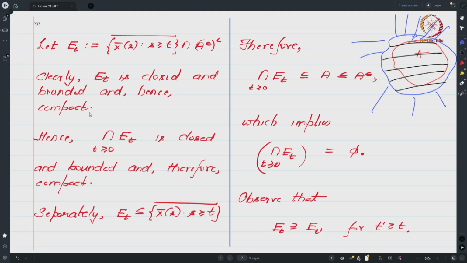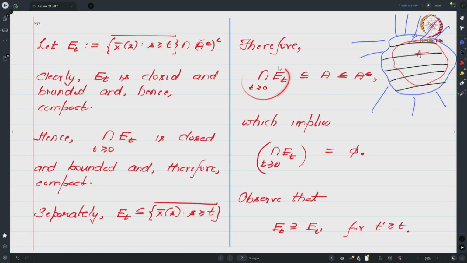Is that okay? So, now let us look at the intersection of Et, because Et for every t is compact. One can conclude that the intersection of Et is also closed and bounded, and hence compact. And then there is an easy fact that one can see, because Et is an intersection of two things, Et will actually be a subset of one of the sets in this intersection. And since A is an intersection of such sets for all t bigger than or equal to 0, one can conclude that the intersection of Et must be a subset of A.